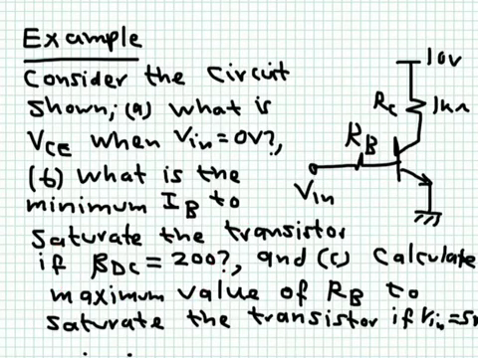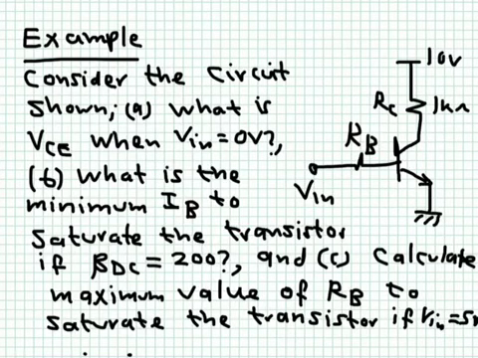The last question is, we would like to determine the maximum value of RB to saturate the transistor if Vn is equal to 5 volts. As I explained to you, RB is very important here, because the higher the value of RB, the less the value of the base current. But we need a certain value of base current, minimal value of base current, in order to be able to be in the saturation region.